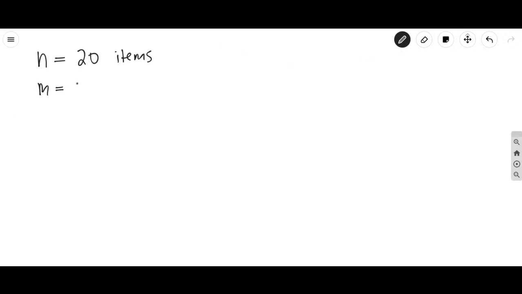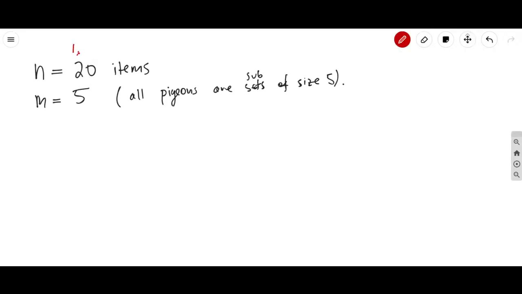And let's say we have m is equal to 5. So this means that all pigeons are sets of size 5. Or maybe you can say subsets, because the subsets are coming from a collection of 20 items. Maybe to make it easier, you can even call the items 1, 2, 3, 4, up to 20. So then, according to Kneser's conjecture, the optimal number would be n minus 2m plus 1. So in this case, it would be 20 minus 10 plus 1. So that would be 11.